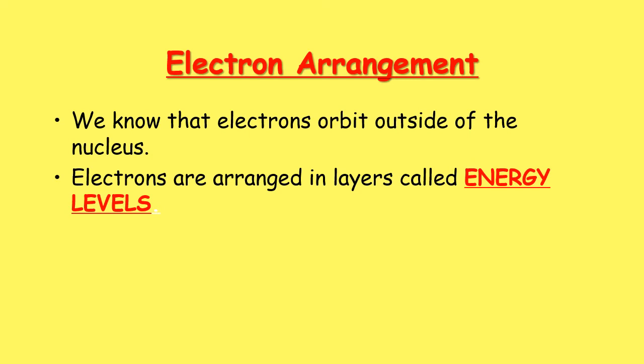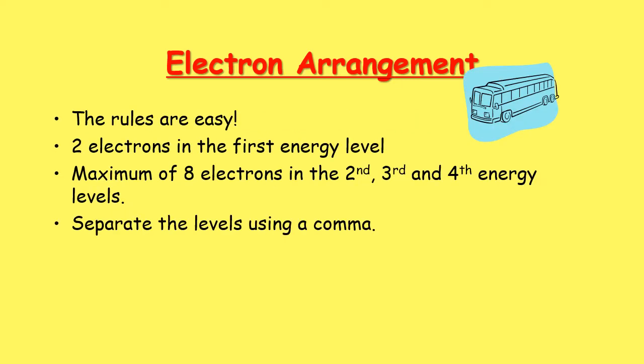Now, we know that in an atom, the electrons orbit, which means move around, the outside of the nucleus, and they are arranged in layers called energy levels or shells. So energy levels or shells. You'll see both of those terms used to describe where the electrons are.